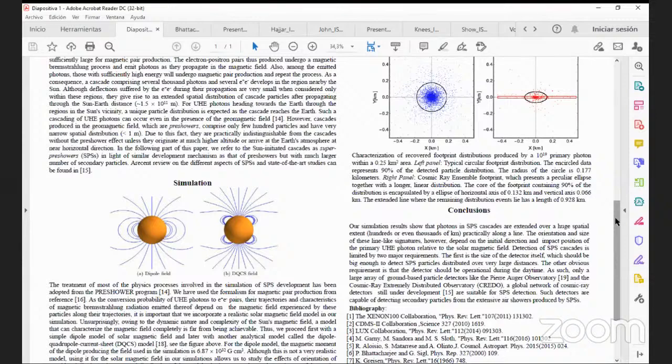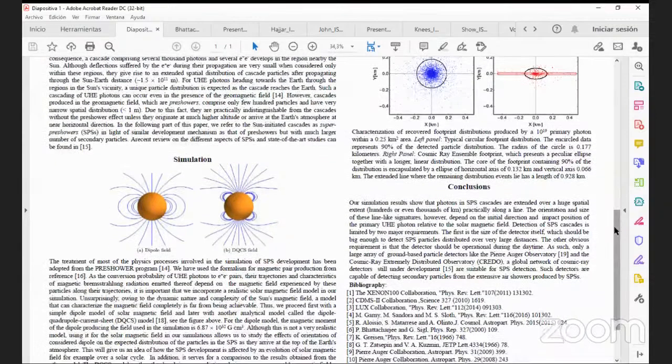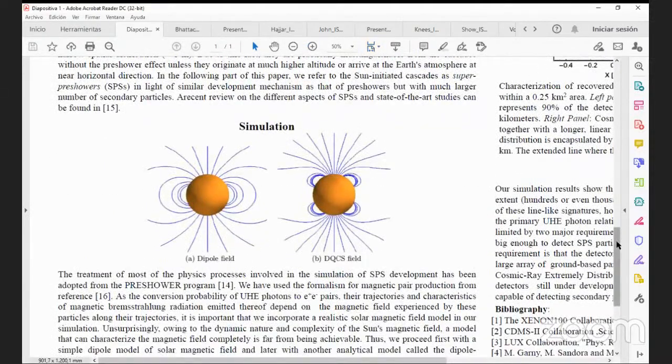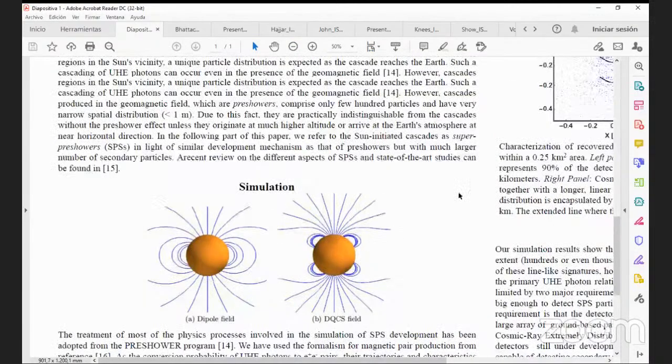As you can see in this figure, the left and the right are a bit different, but qualitatively, the results are similar. That means that the dipole field is not such a bad approximation. It's just not as accurate as the quadrupole. And now I would like to show you on the right side the results.